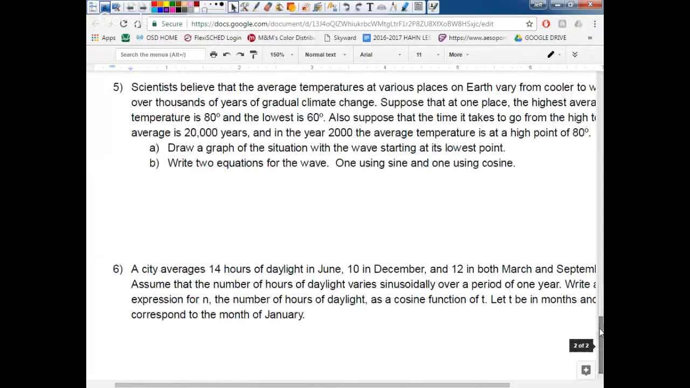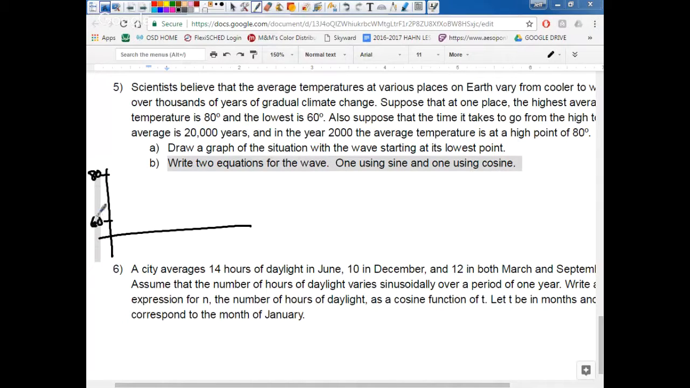All right, we have an average temperature in various places. So this is our claim. We do want to draw a graph of the situation. Let's orient our y-axis first. We have to go up to 80 and 60. So somewhere here's 80.